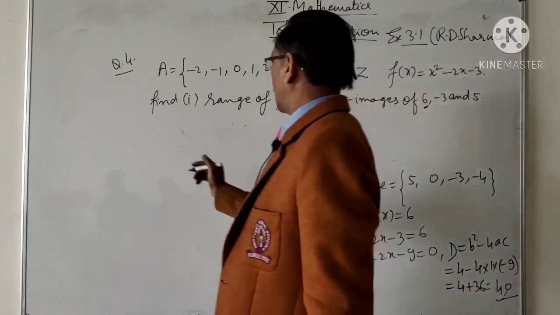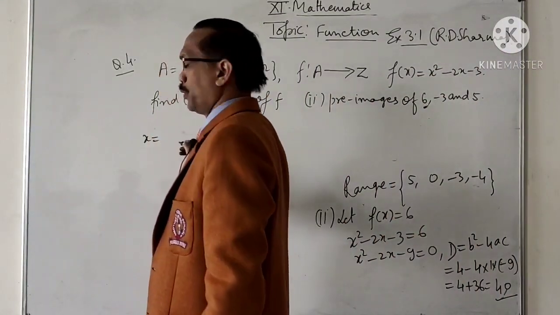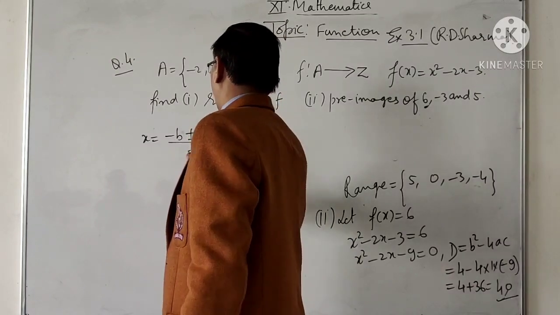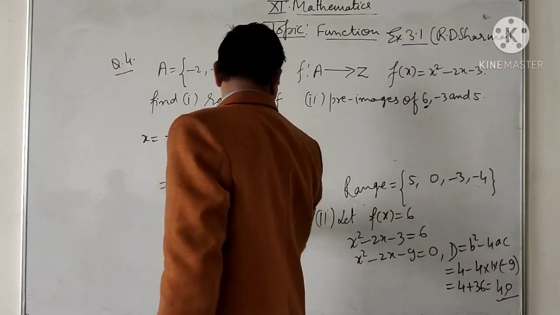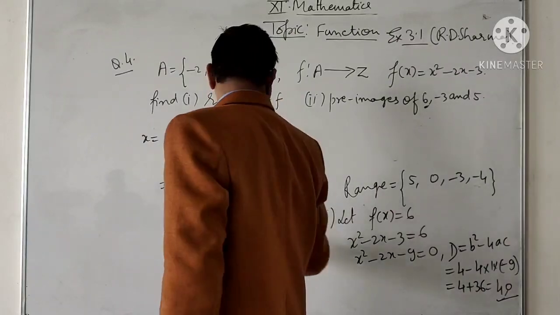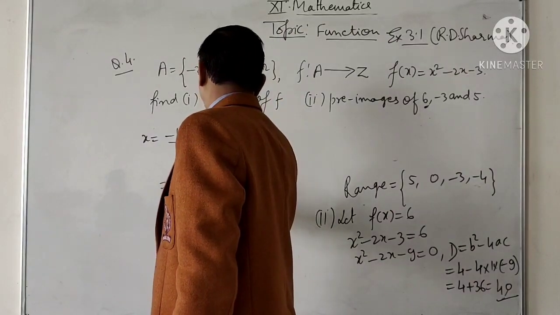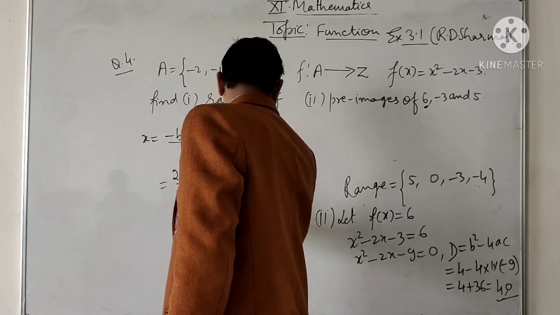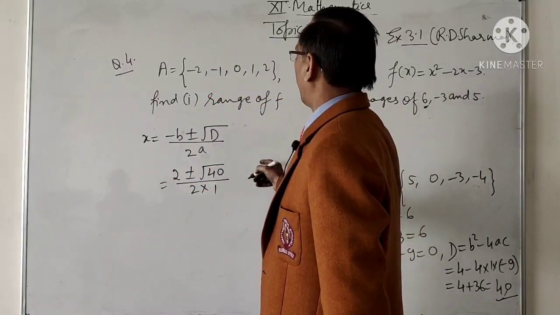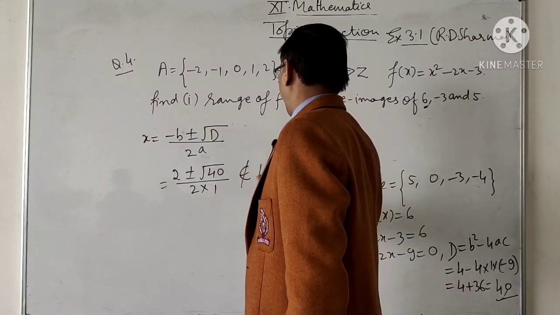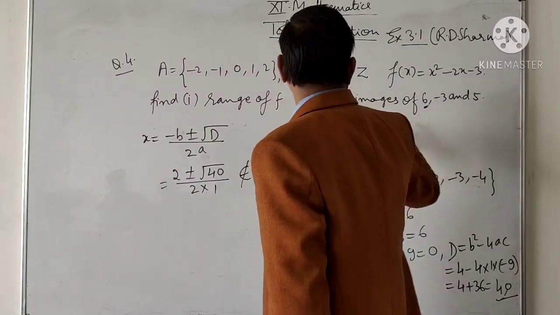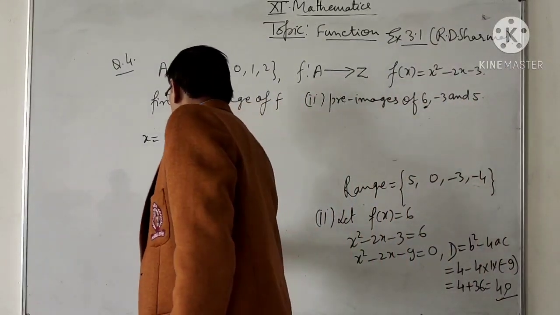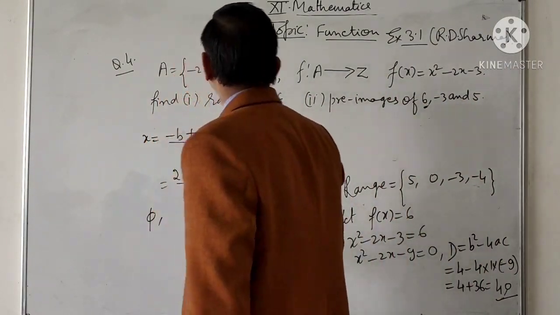Now let us find x. So here the formula x equal to (-b ± √D) upon 2a. It is 2 ± √40 upon 2 into 1. So this element does not belong to A. So we can say the pre-image of 6 is no element. So the result for this is no element.